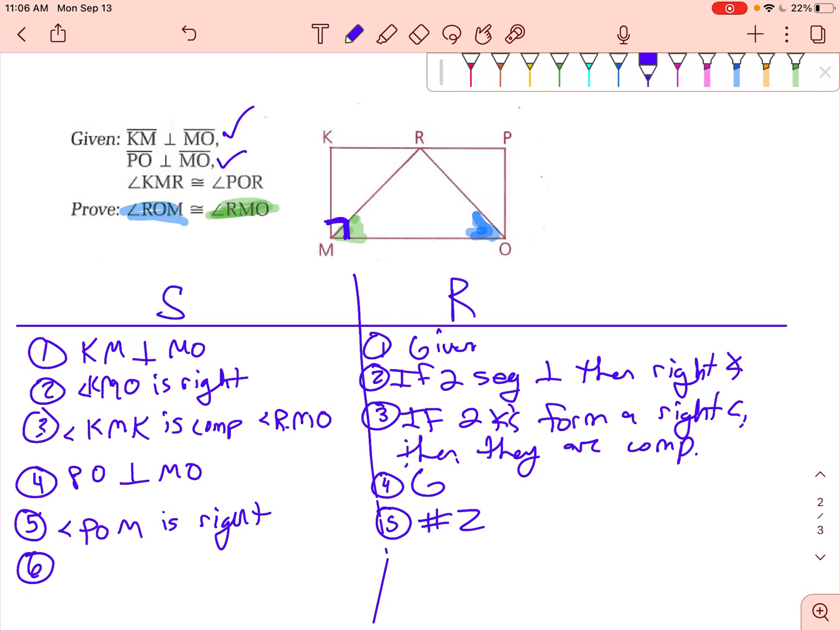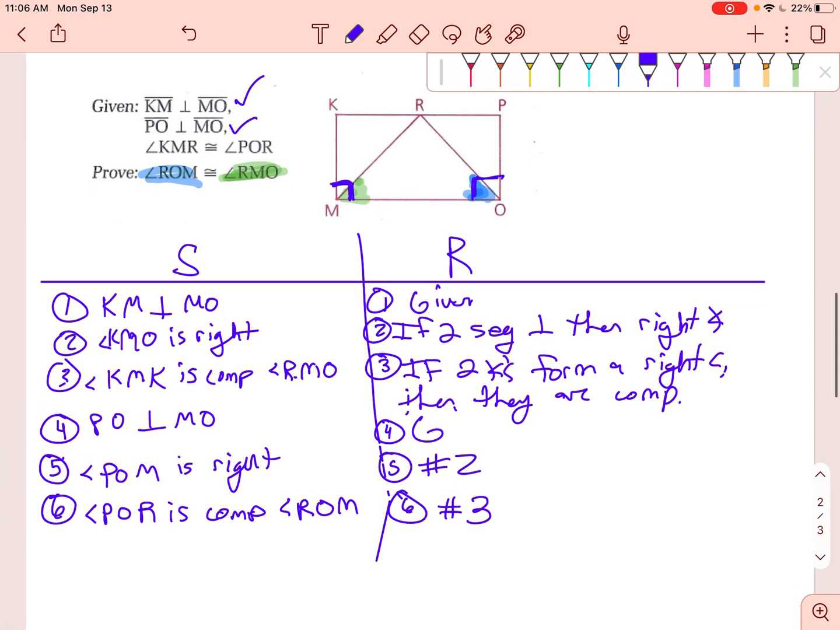Step 6, I'm going to pick out these angles now that I know. So angle POR is complementary to angle ROM. And again, the reason is the same as number 3. So I just went through these again.